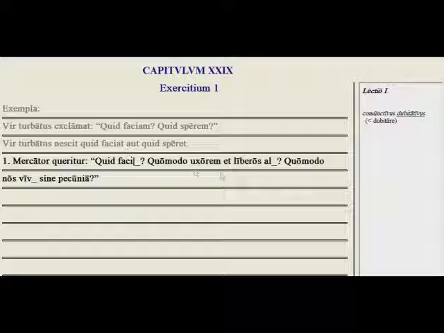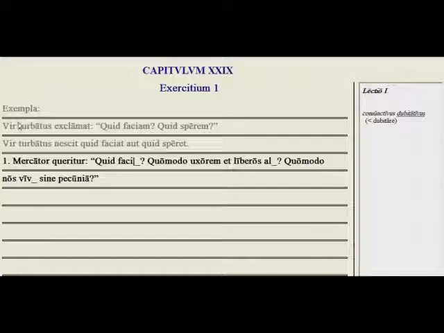Here we have some practice with what we call the deliberative subjunctive. It's a subjunctive when the question does not expect a real answer. The question is just being tossed out there as the thought process of the speaker. And in Latin that's called the conjunctivus dubitativus, from dubitare, to doubt.